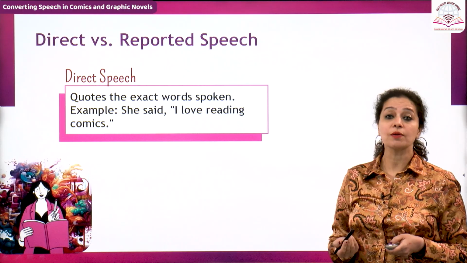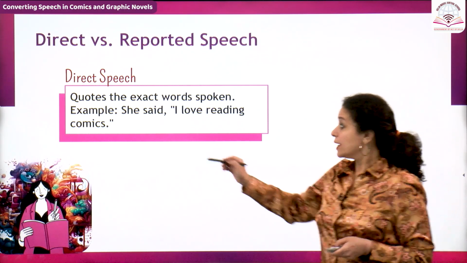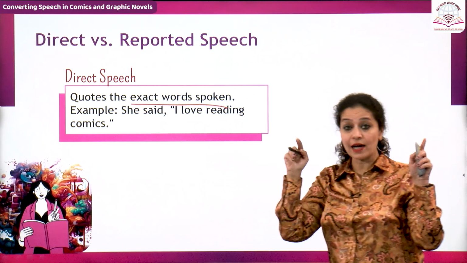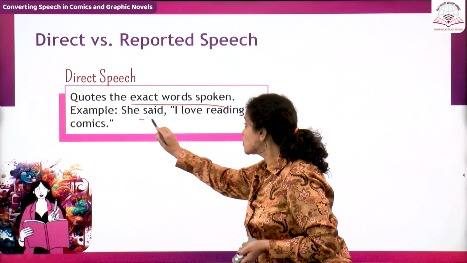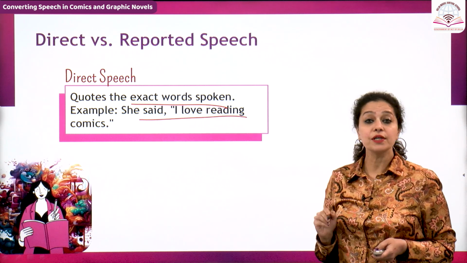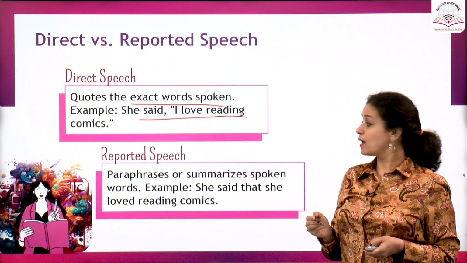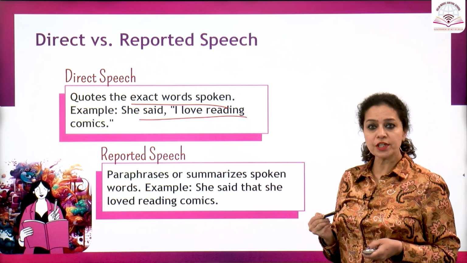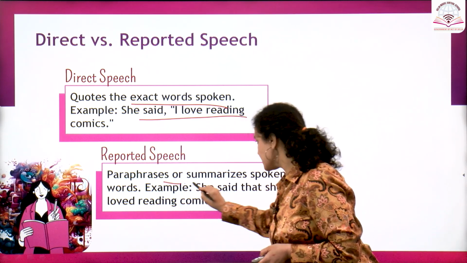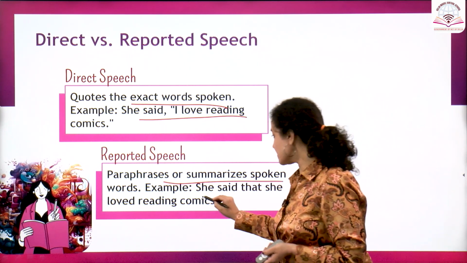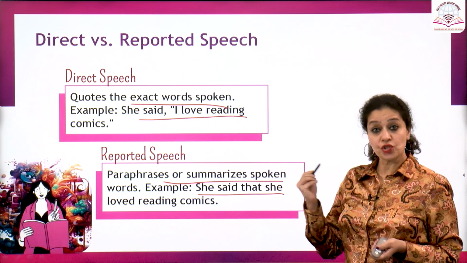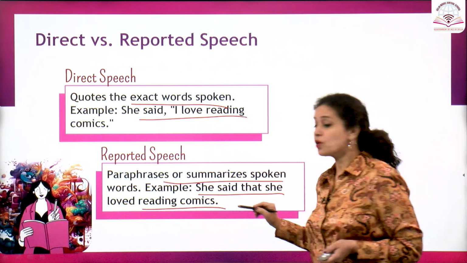First of all, let's talk about what is direct speech. Direct speech quotes the exact words that are spoken by the character, and the example is, she said, "I love reading comics." Now let's talk about reported speech. Reported speech is actually paraphrasing or summarizing the spoken words, and the example is like this. She said that she loved reading comics.